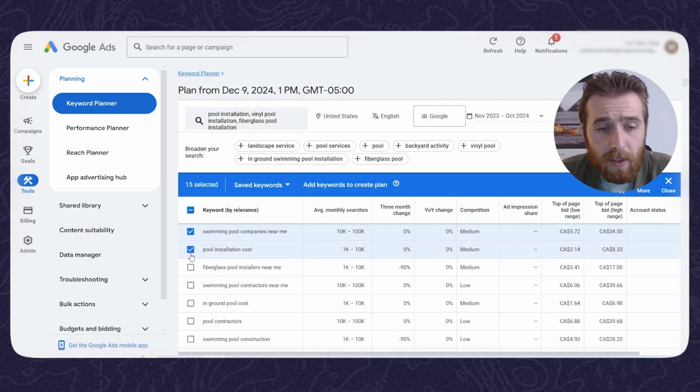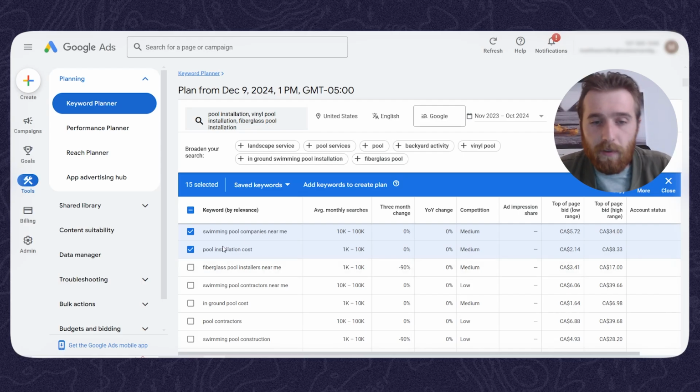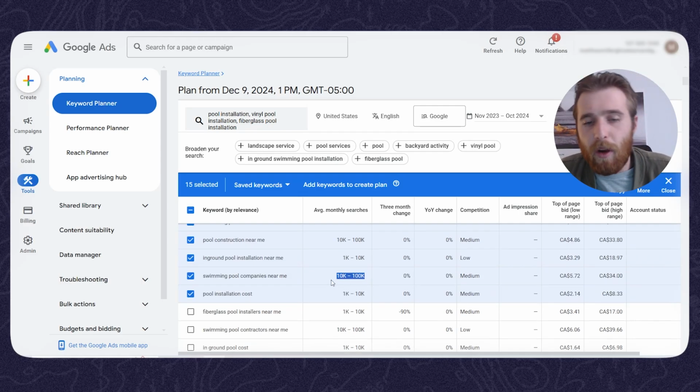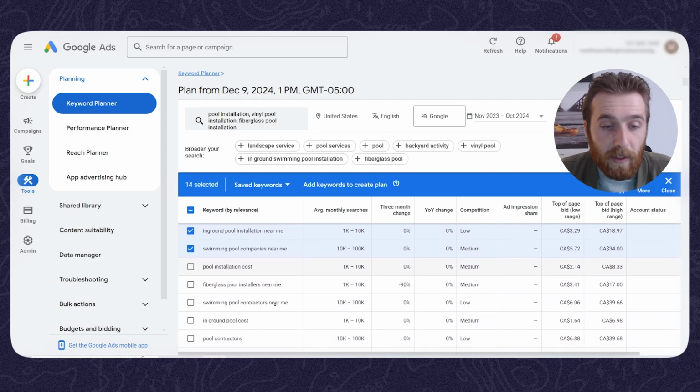So I would add cost in this scenario if we're struggling for search volume. But if all the other keywords had a ton of search volume, so like here 10,000 to 100,000, we don't need cost right off the bat. So you know what? For this example, I'm gonna leave it unchecked. But I would definitely test that later on.